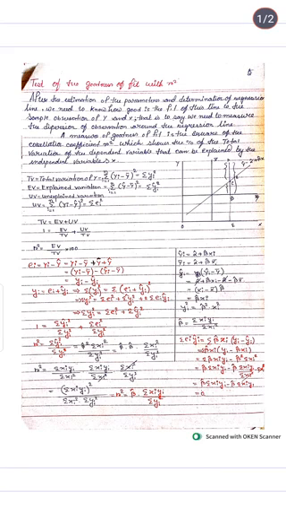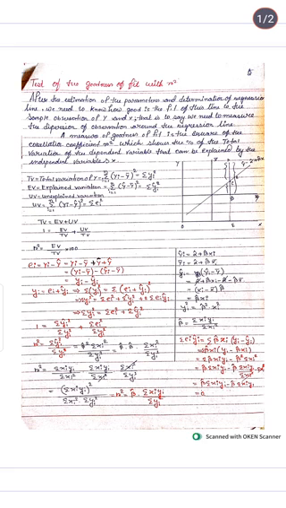This is the test of goodness of fit with R square. After the estimation of the parameters alpha, beta in the two-variable linear regression model, and the other parameter sigma square, and determination of the regression line, we need to know how good is the fit of this line to the sample observations of y and x.